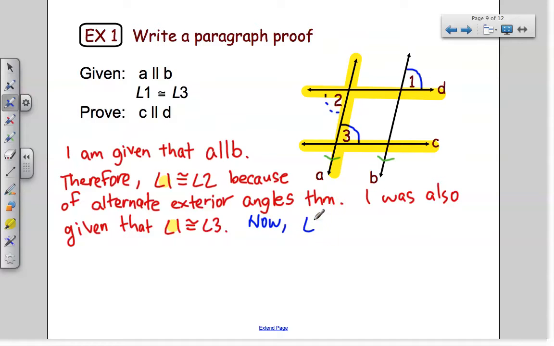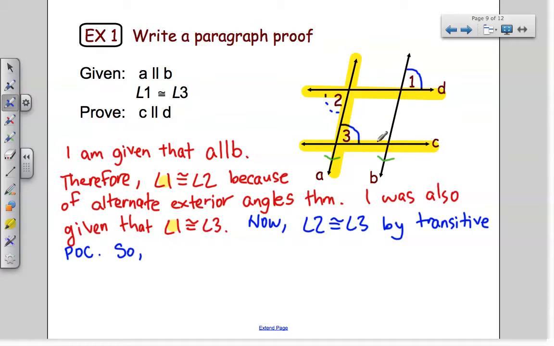So I'll say now angle 2 is congruent to angle 3. That's my statement, and it would be by transitive. If I could spell, that would help. My apologies. Transitive property of congruency. There's my reason.